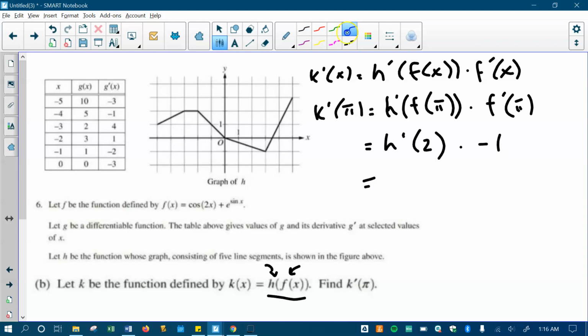Alright, now for h prime of 2, here's the graph of h. H prime is the slope. So I need the slope of this line. Looks like it goes down 1 and over 3. So this is negative 1 over 3 times negative 1, which is 1 over 3. And that's my answer.